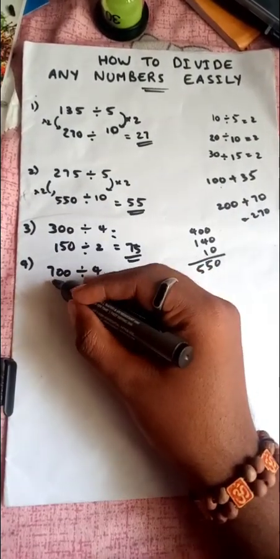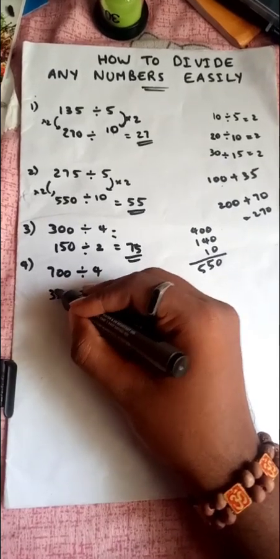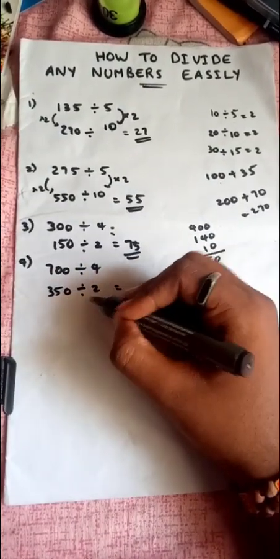And what would be the half of 700? 70's half would be 35. Write 0 at the end. And what would be the half of 350?